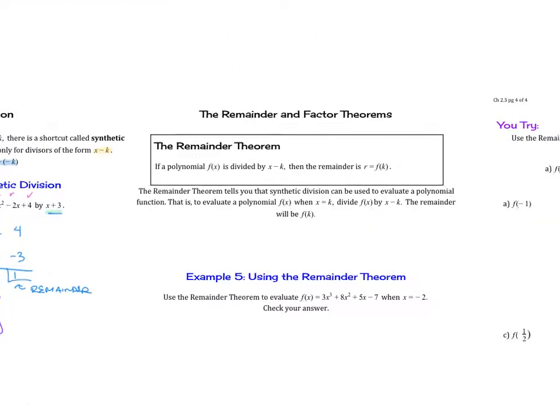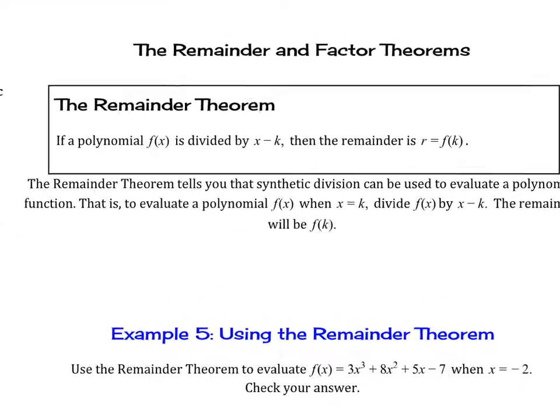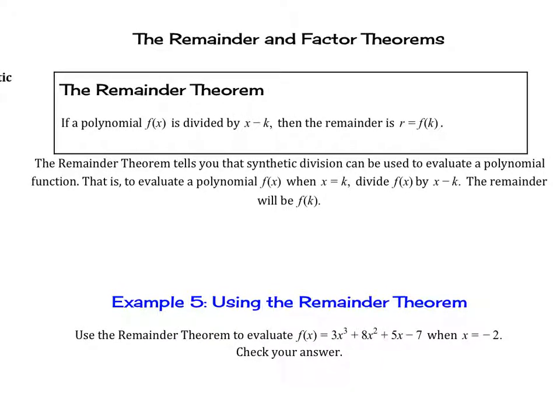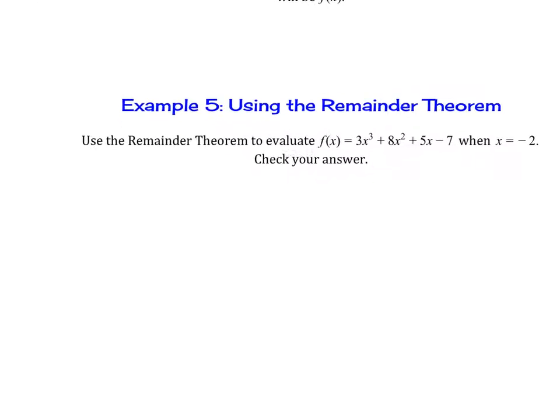So let's take a look at what's called the remainder theorem, the remainder and factor theorems. If a polynomial f of x is divided by x minus k, then the remainder is r equals f of k. The remainder theorem tells you that synthetic division can be used to evaluate a polynomial function. That is, to evaluate a polynomial f of x when x equals k, we're going to divide f of x by x minus k. Whatever the remainder is will be f of k. So just the definition out of the textbook.